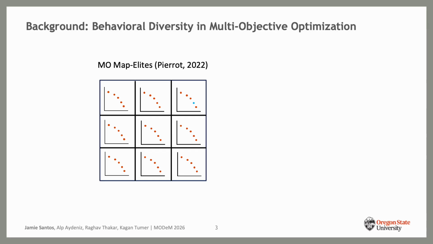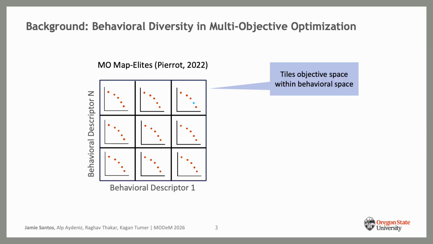More recently, quality diversity methods, such as multi-objective MAP-Elites, have demonstrated the utility of incorporating behavioral information into the selection process of solutions. In multi-objective MAP-Elites, Pareto fronts are maintained over a grid of designer-specified behavioral descriptors. This method effectively tiles objective space within behavioral space. However, at its root, it still shares the underlying limitation of random selection within niches, as each Pareto front is evolved according to standard MOEA practices.